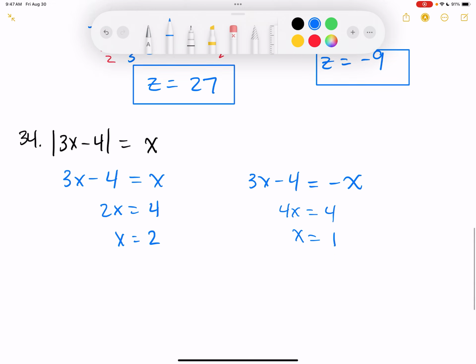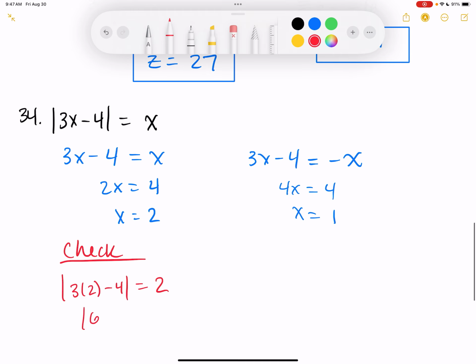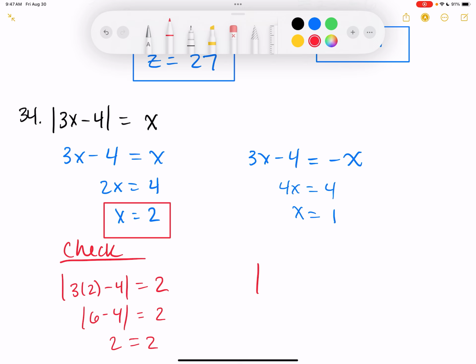So now I have to check them. I'm going to plug 2 in. The absolute value of 3 times 2 minus 4 equals 2. Absolute value of 6 minus 4, so 2 equals 2. So this one works. And check the other one. Absolute value of 3 times 1 minus 4 equals 1. 3 minus 4 is negative 1. It's the absolute value of that, so 1 equals 1. So this one also works.